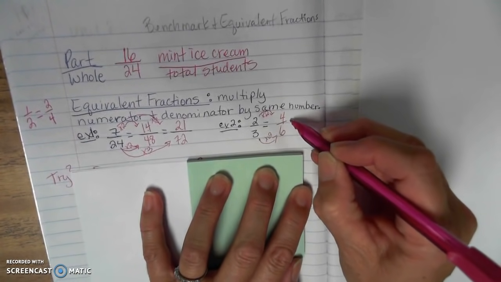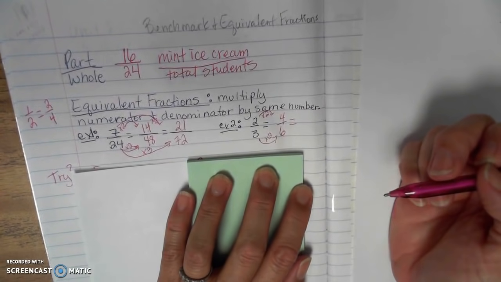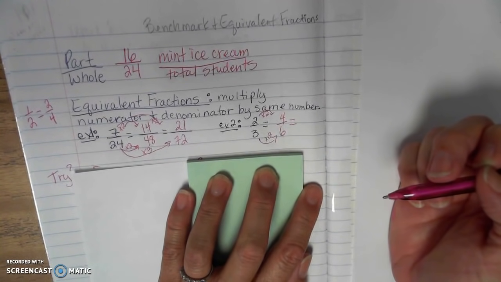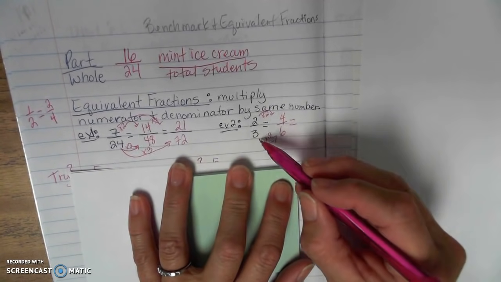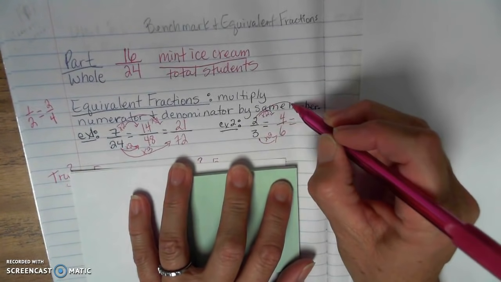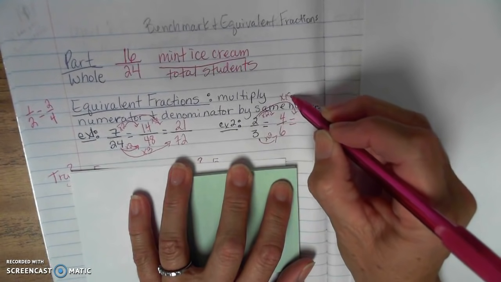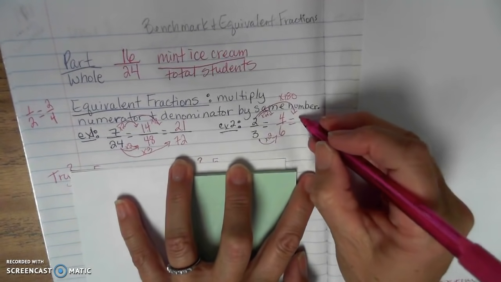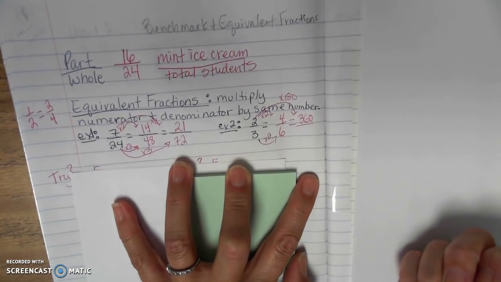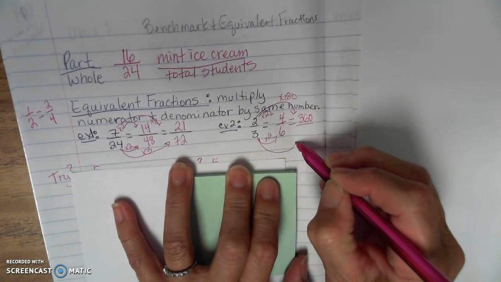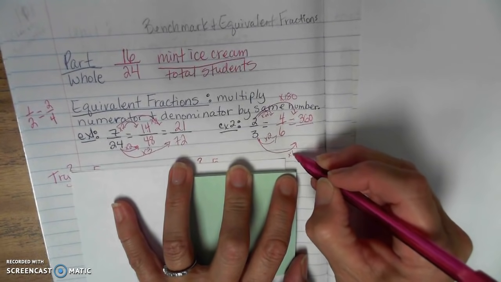Okay. And let's do one more. Let's do a crazy one. Let's do 180. We're getting out of control here. Out of control. So if I multiply that top, 2 times 180, that gives me 360. And I can do the bottom, 3 times 180, and that gives me 540.